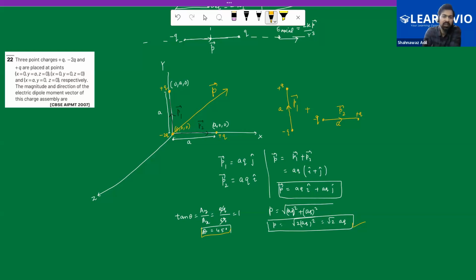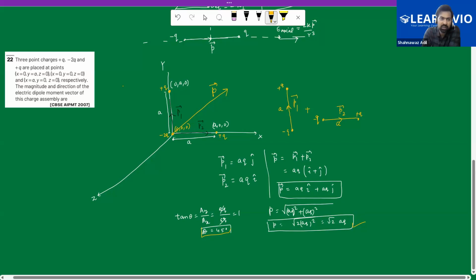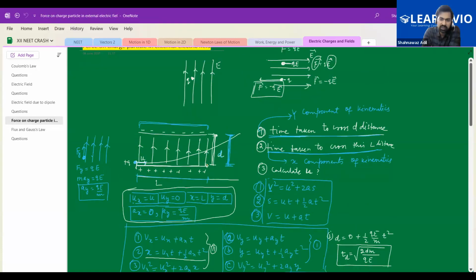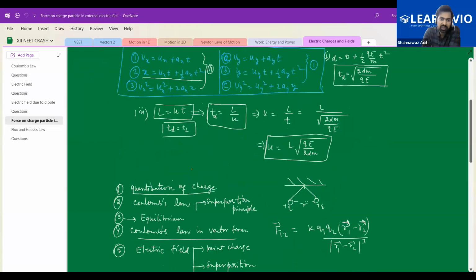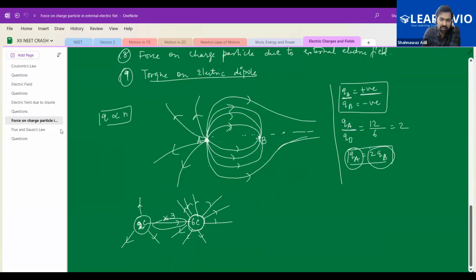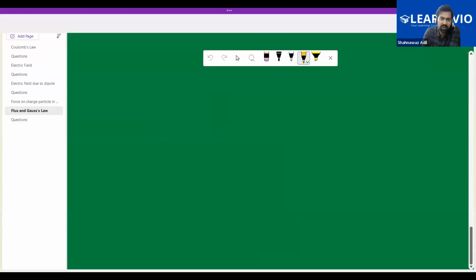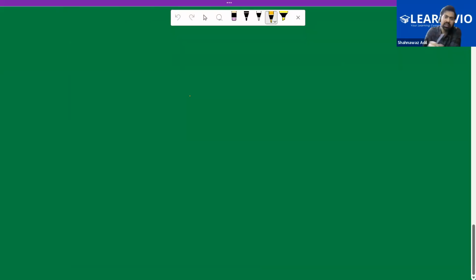Yes, sir. Okay, so now this part is done, and the next topic, force on a charged particle, we have done, right? So these things we have done. Now, let us talk about flux and Gauss law. So in flux and Gauss law, what have you learned? What is an electric flux? That is denoted by phi.